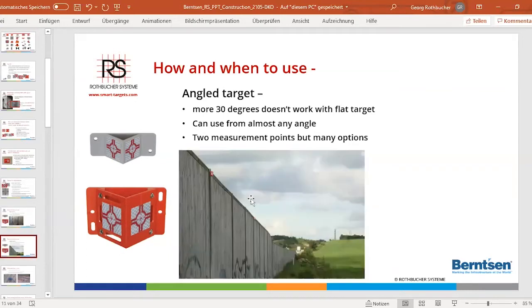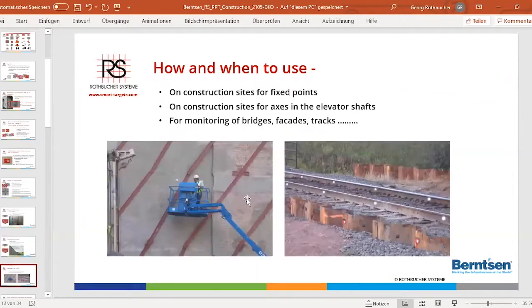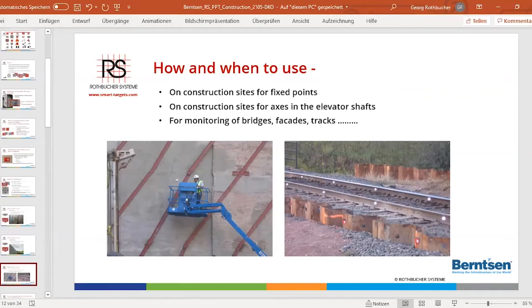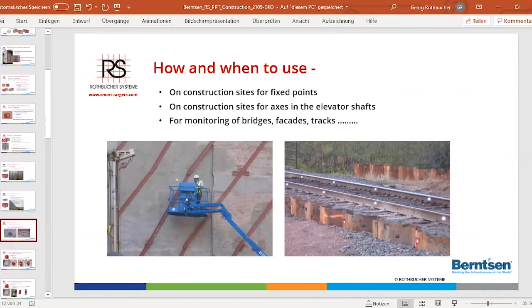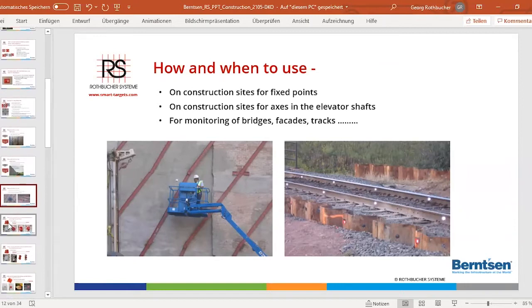These targets are also often used for monitoring. As an example, if you have a neighbor house like here, these are pictures from New York City, or if you build a bridge and you have to monitor a track, then you can do that outside the danger area. The good thing is that from one position you can reach a lot of points because you will not have any angle issues, and you always have very high accuracy measuring.